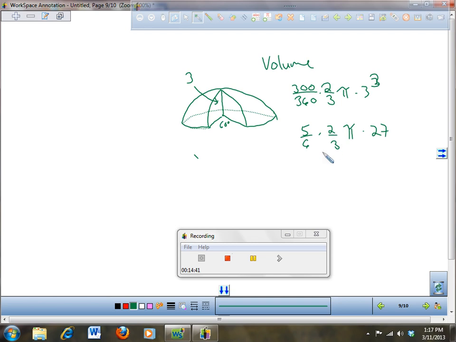Wait, slow down. You have a common denominator. No, I'm multiplying. So 3 goes in here 9 times. Right? So far, 10, I have 90. Can you cross multiply? No, you don't cross multiply. Never cross multiply. 90 over 6, which is 45 pi over 3, which is 15 pi. Okay? I'd say inches cubed if that's your unit. Alright? So that's about it.